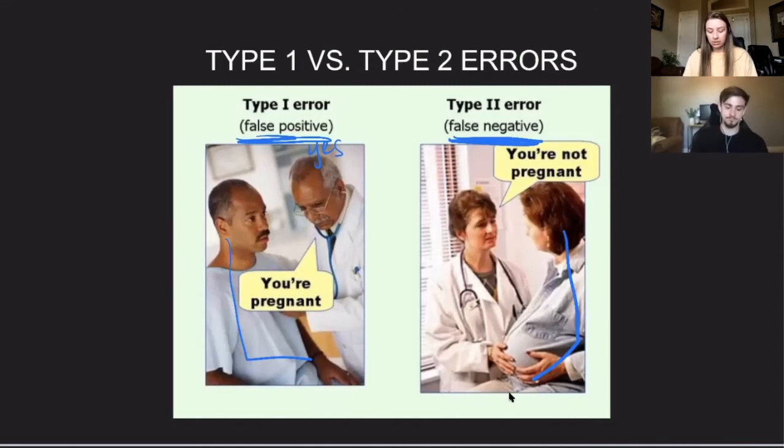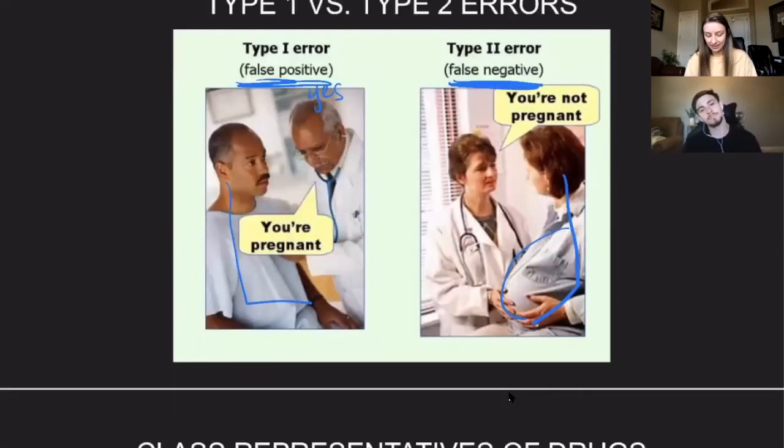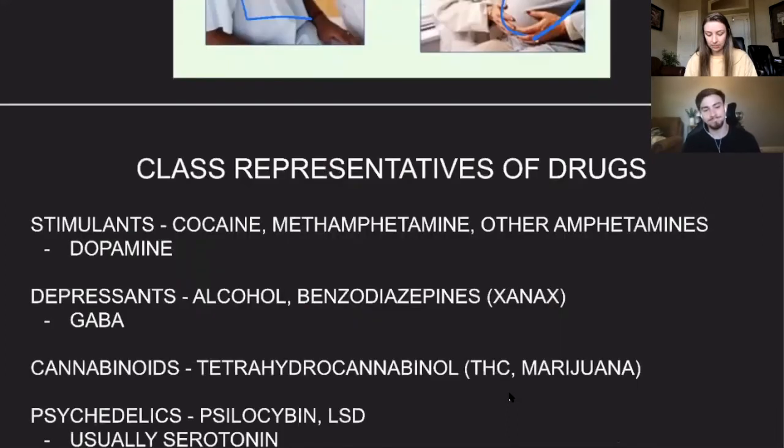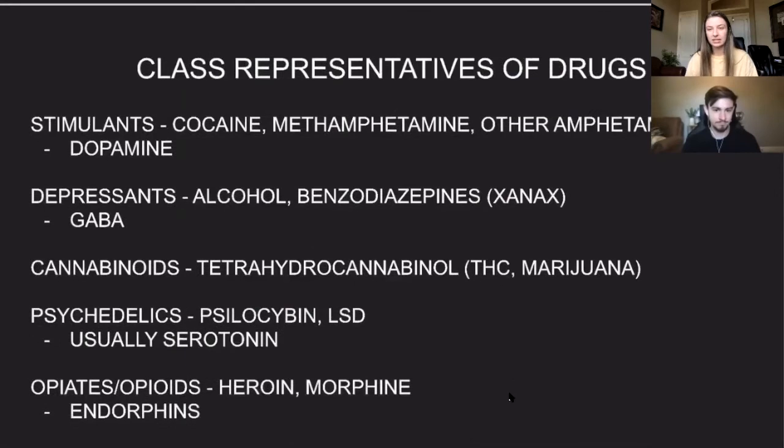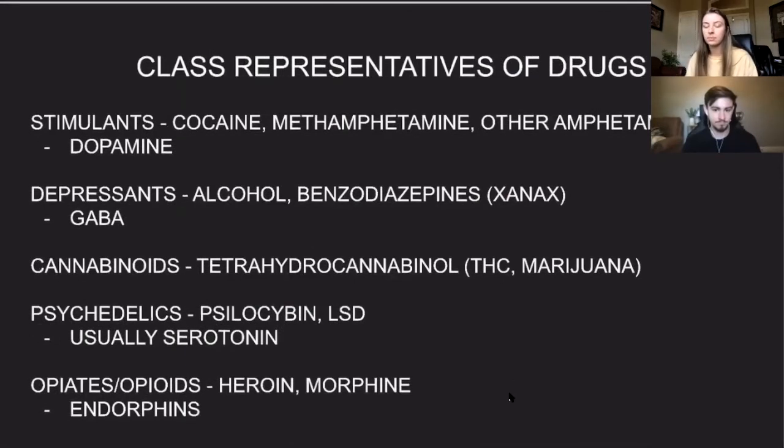John, you got anything else to say about this? No, I think that meme says it all. Yeah, honestly. I don't have an example here because I think it's kind of like signal detection theory. I think you kind of get the point, and they're pretty straightforward.